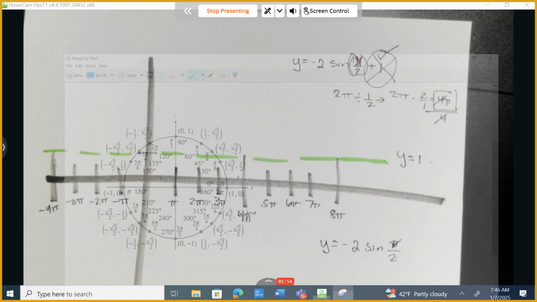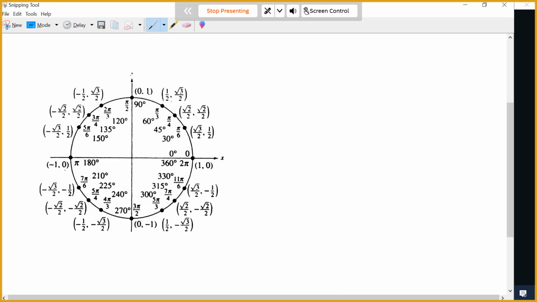So let me grab this. At pi over 2, the sine we can see right here is 1. So this portion is 1. And 1 times -2 is -2. So from here, I'm going to drop down 2. 1 and 2.